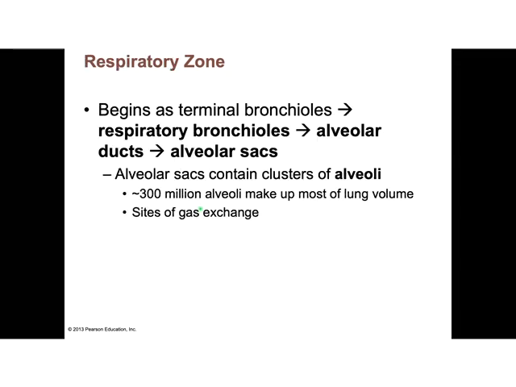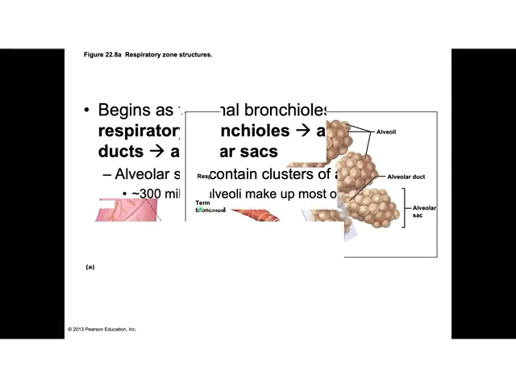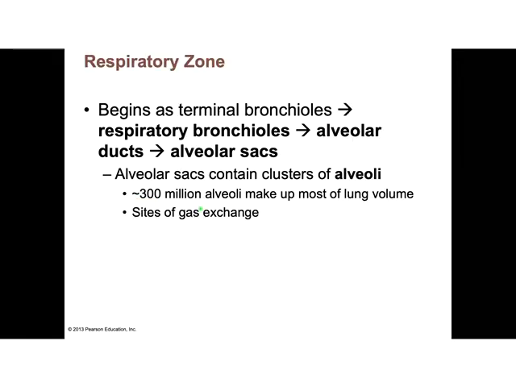The respiratory zone goes from the respiratory bronchioles to the alveolar ducts to the alveolar sacs, and they all engage in gas exchange because of the presence of respiratory membrane in all of these structures, okay?